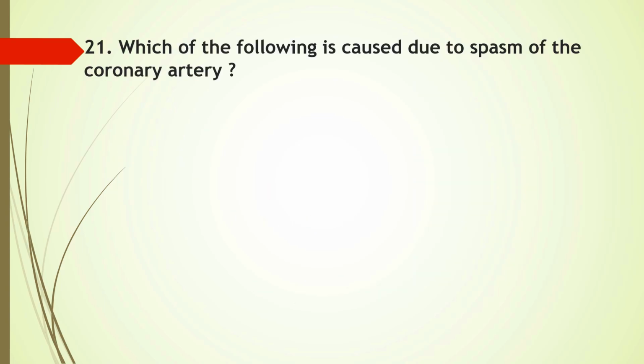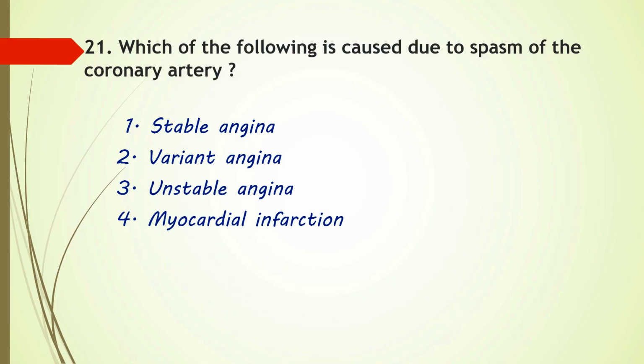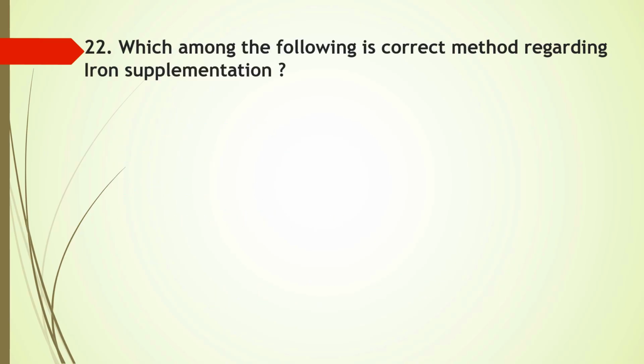Question number 21, which of the following is caused due to the spasm of the coronary artery? Options are stable angina, variant angina, unstable angina, or option 4, myocardial infarction. Yes, you are right, because of the spasm of the coronary artery, variant angina is developed, so option 2 is the correct answer.